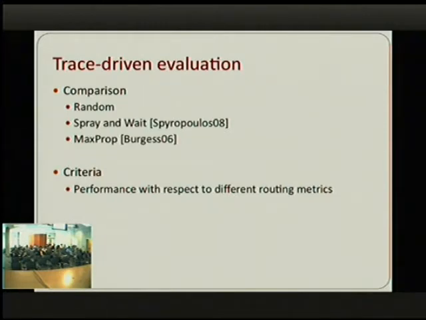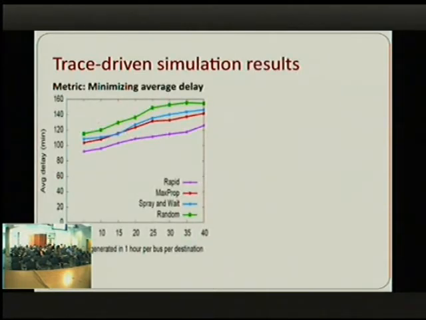I'm only going to show you two example evaluation results. When we chose the metric to be minimizing average delay, naturally the y-axis is average delay, and the x-axis is the load. We compared the performance of RAPID with other routing protocols. RAPID outperforms the other 3 routing protocols, but also notice that because MaxProp and spray and wait are designed to minimize average delay, they do much better than random.